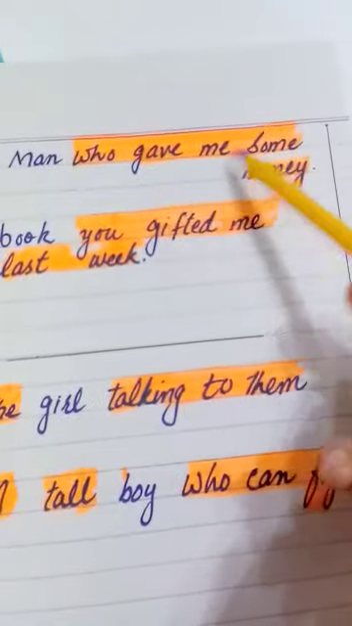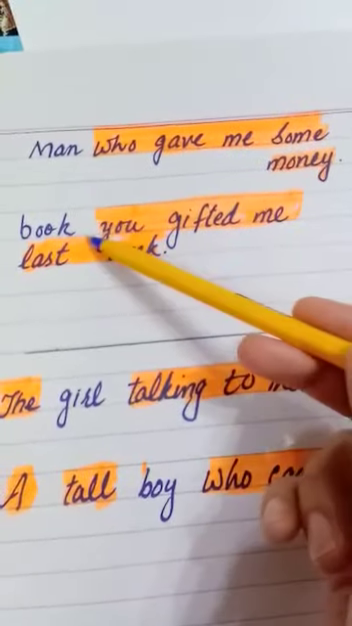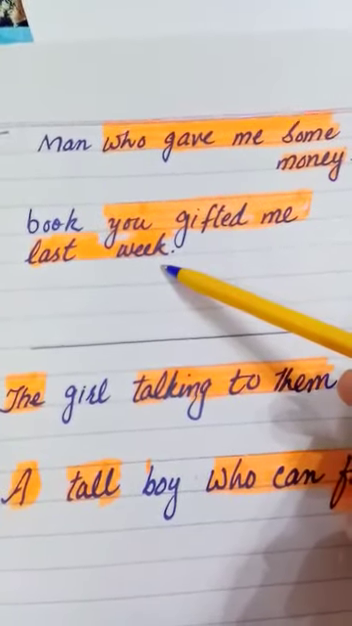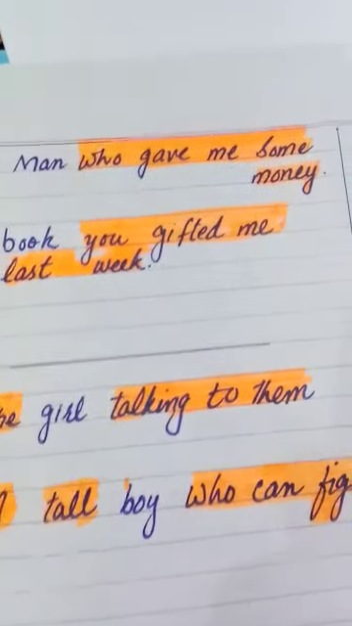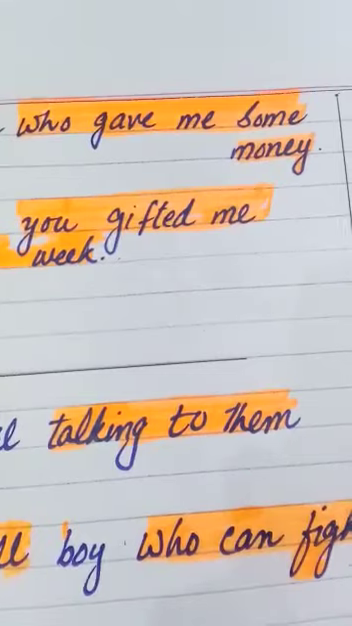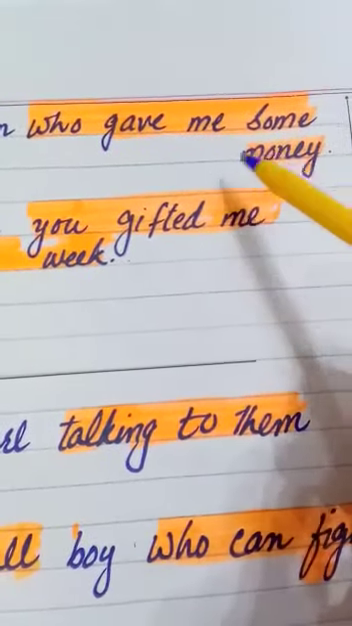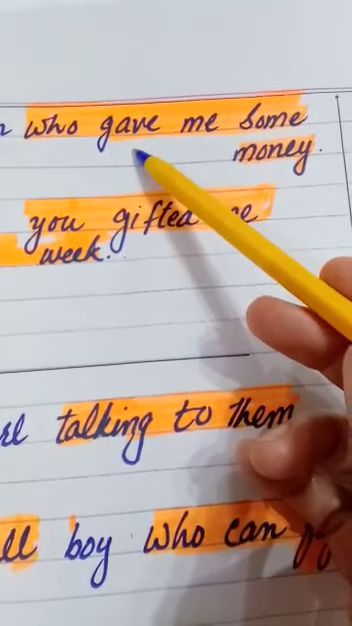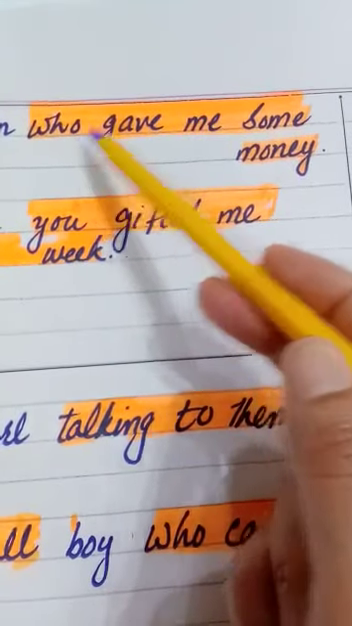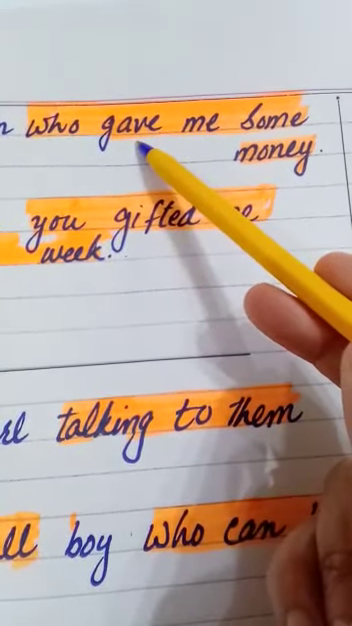Man who gave me some money, book you gifted me last week. Man is a noun, who gave me some money. Now this is a clause because it is a complete sentence, having subject and verb. Who is functioning as subject and gave is a verb.